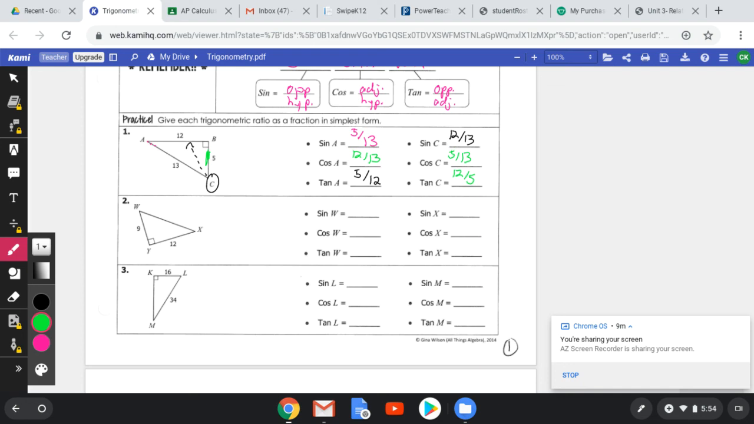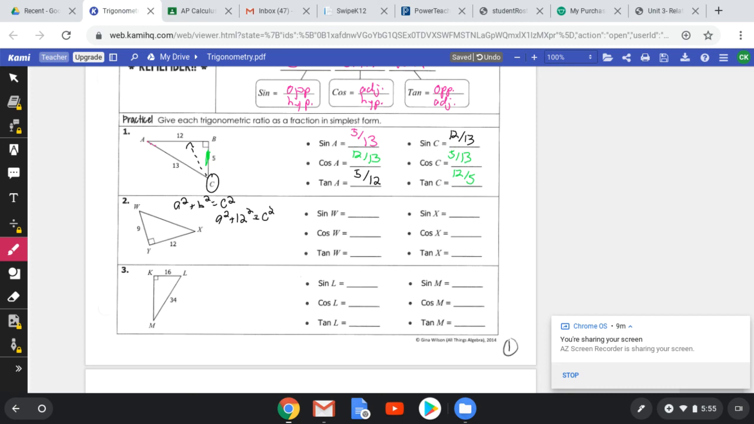Alright, let's look at number 2. Same concept: find the angle ratios based on the right triangle. If you notice, there's something missing in this triangle: you're missing WX. In order to find it, you have to do a little bit of Pythagorean theorem. Pythagorean theorem is a squared plus b squared equals c squared, where c is the hypotenuse and a and b are the legs of my right triangle. In this case we are finding the hypotenuse, so we have 9 squared plus 12 squared equals c squared.